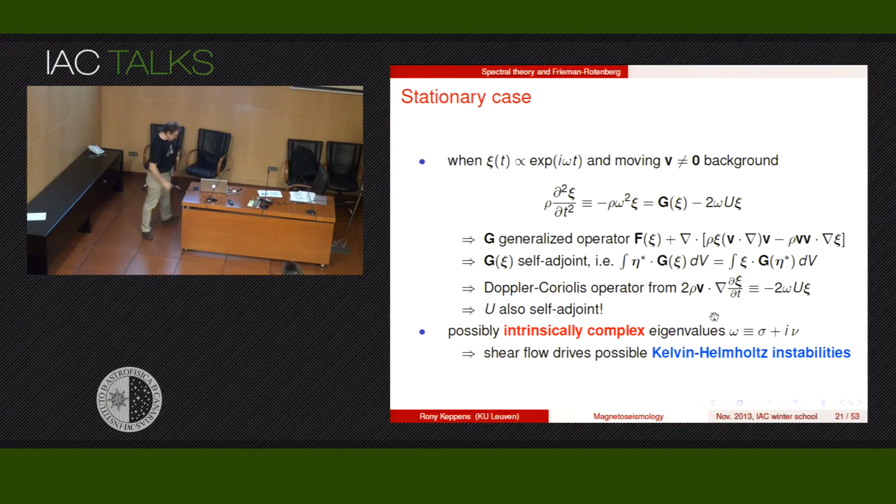Because now not only omega squared appears, but also omega in combination with this Doppler-Coriolis operator, you now have the possibility to go into the complex plane, not only through the origin, but any which way you want, okay? So it becomes possible to have intrinsically complex eigenvalues, not just stable waves on the horizontal frequency axis or instabilities on the imaginary axis, but overstable modes, and this is the root for Kelvin-Helmholtz modes, all right?